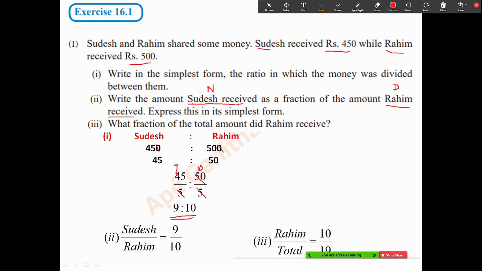Problem number 2. What fraction of the total amount did Rahim receive? Total amount. Here 9 parts and 10 parts. What is the sum? 9 plus 10. They are asking about the total amount. Total amount 9 plus 10, 19.